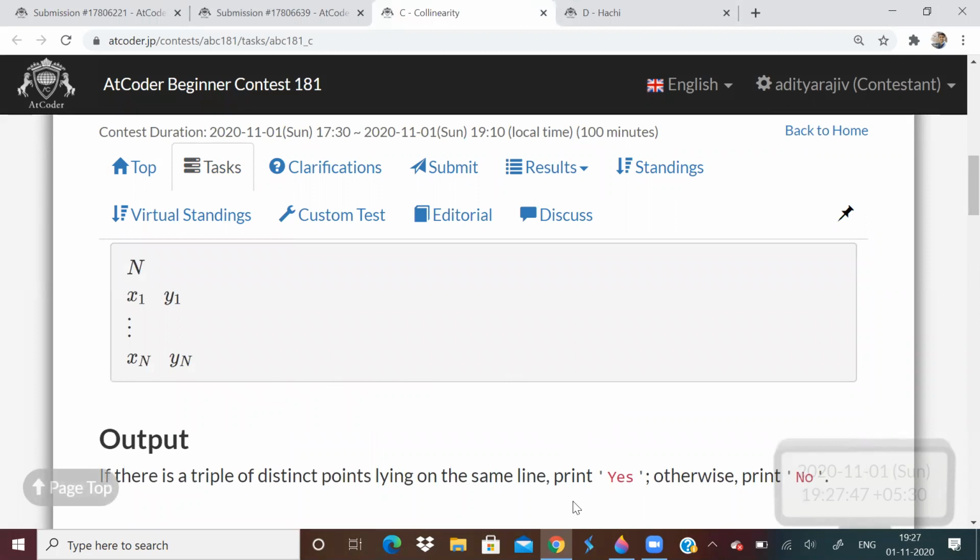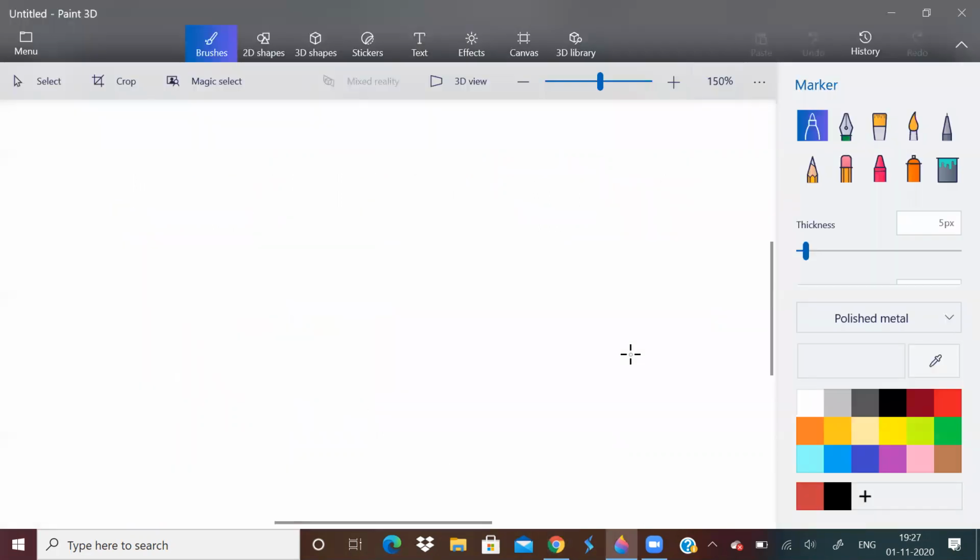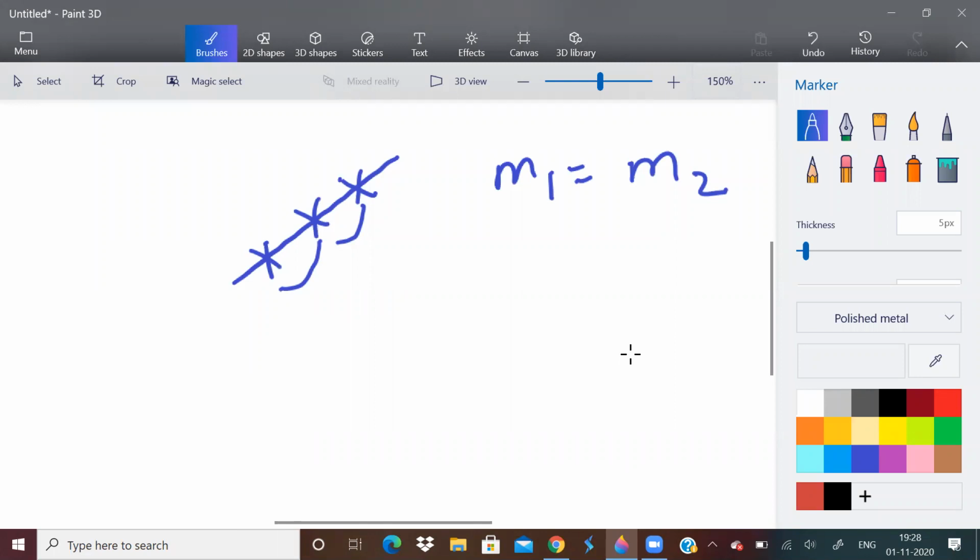But how to use brute force? What does it mean that 3 points lie on a line? Suppose this is a line and there are 3 points lying on the line, then the slope of these 2 points is the same as the slope of these 2 points. So if I know slope M1 and slope M2, and M1 equals M2, that means there are 3 points which lie on this line. So then it will be correct. If this condition is false, then there are no 3 points which lie on the line.